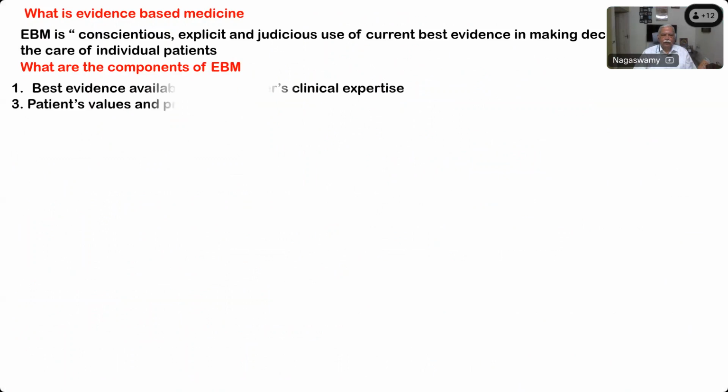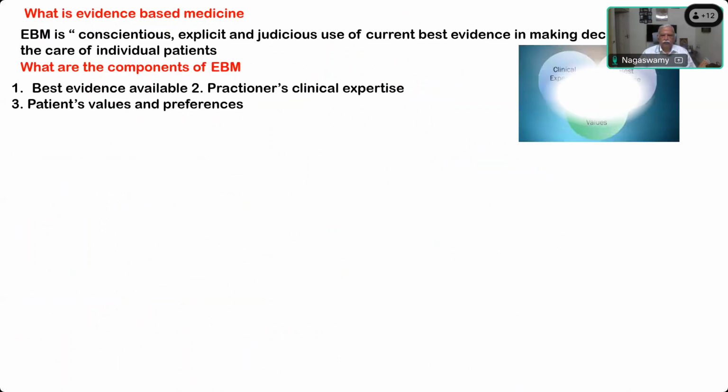They are all new to you. Okay, best evidence available, practitioners' clinical expertise, patients' values and preferences. These are considered the components. Best evidence available, practitioners' clinical experience or expertise, and patients' values and preferences. So it becomes this Venn diagram: clinical expertise, patient values, and available evidence. Now, what is the evidence-based pyramid?